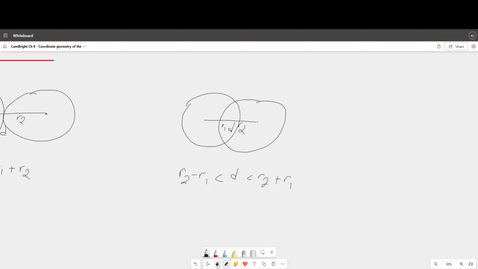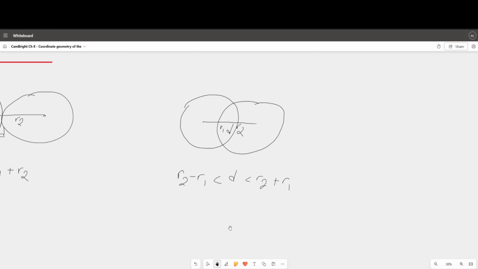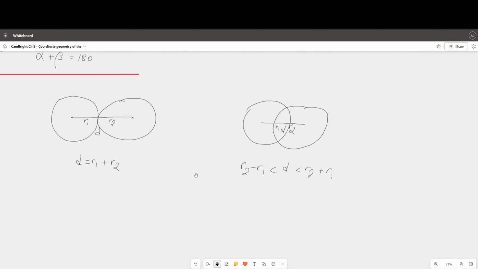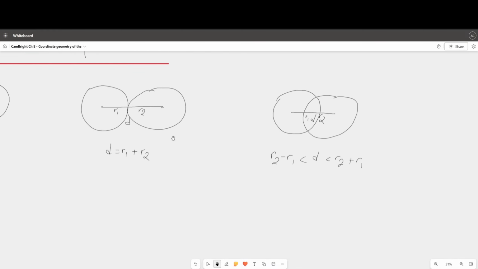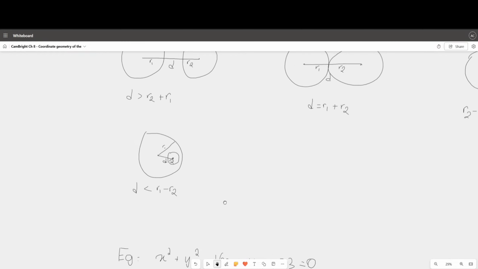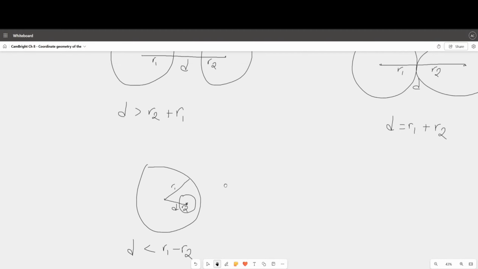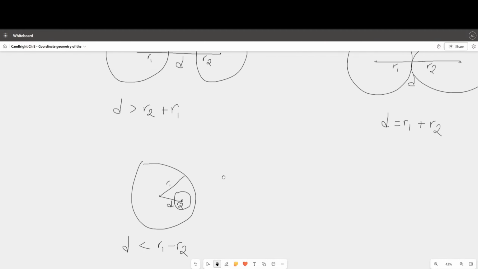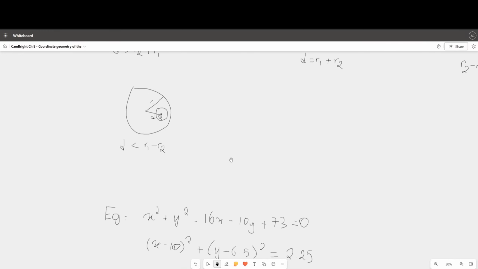Now, I would advise you for questions like this to actually draw the diagram and figure it out, because it's really simple to draw the diagram. I'll come to that part later. We'll do this example then. And then this one is where the circle is just inside the other one, so it's similar to this but just opposite. So it's the difference of the two radii, and D is less than that.